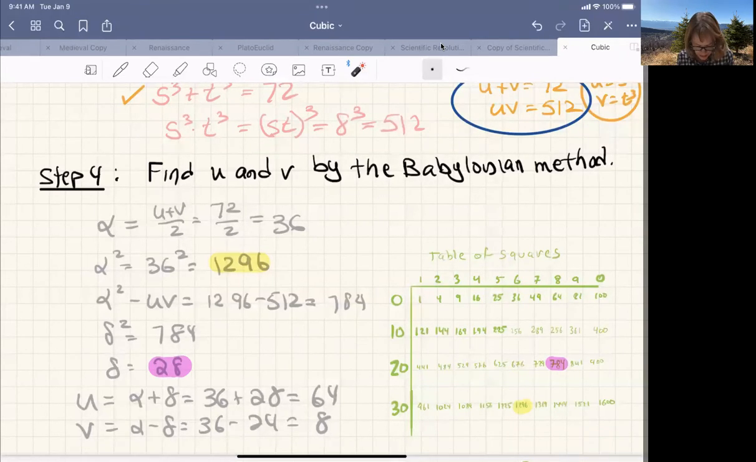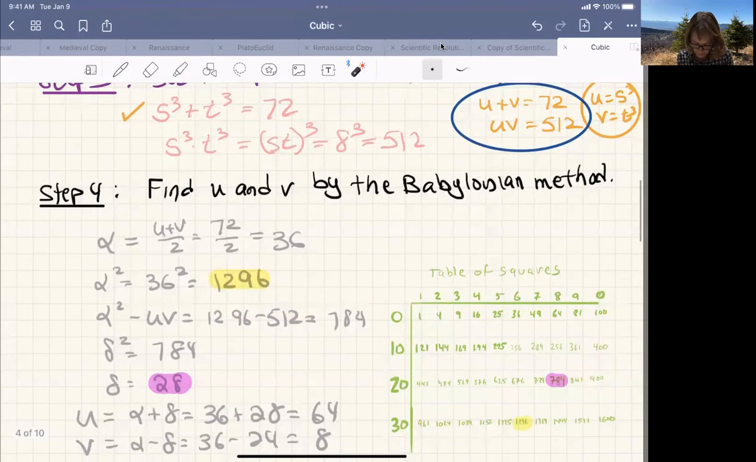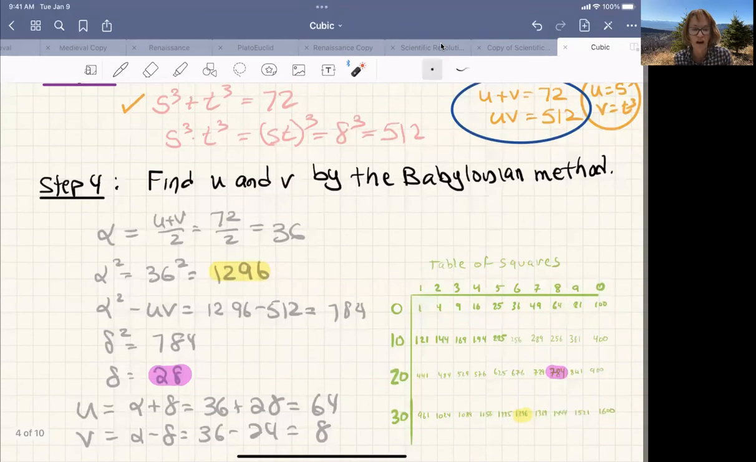Then I'm going to calculate alpha squared minus the product. So it's 1296 minus the product, and the product, remember, was 512. And we get 784. And remember that alpha squared minus the product is delta squared. So delta squared is 784. And then we go back to our table of squares to see that 784 is 28 squared.